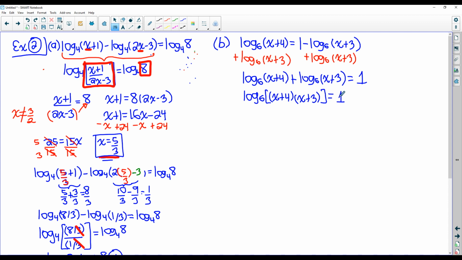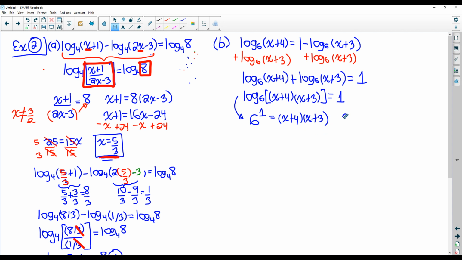This is an equation in logarithmic form, and we're going to turn it into exponential form. If I write this equation in exponential form, you take this base and raise it to the power of this number on this side, which is 1. So write down 6 to the power of 1 would be equal to x plus 4, and then x plus 3. Again, the whole idea right here was just me converting to exponential form.